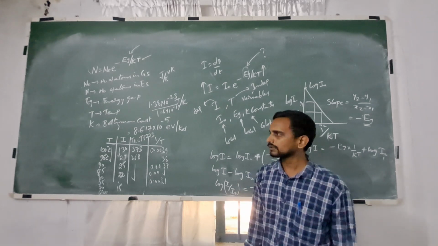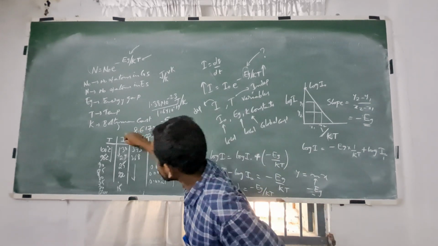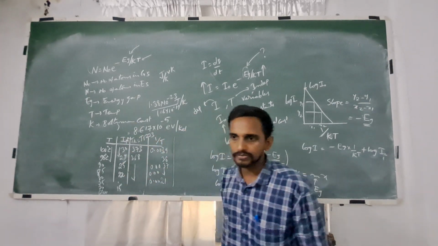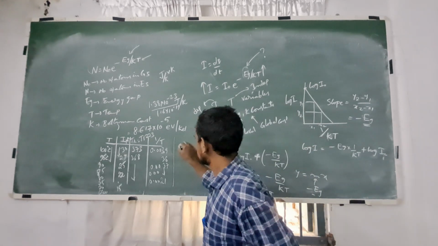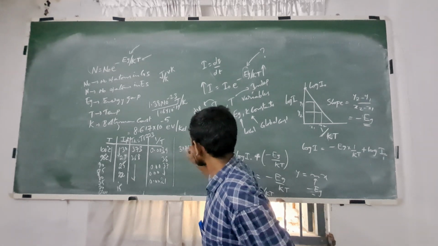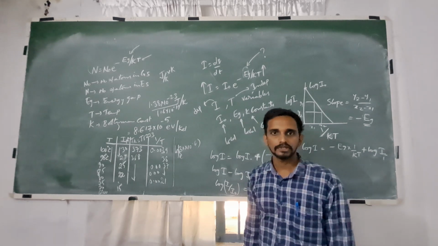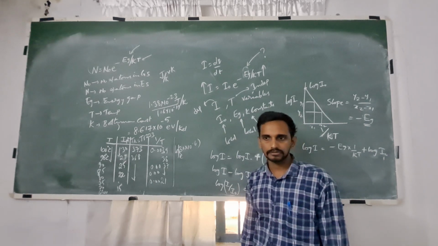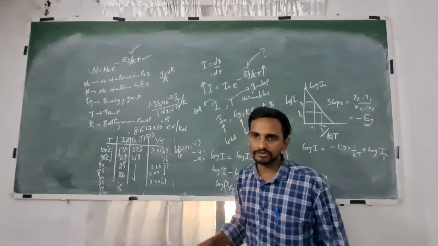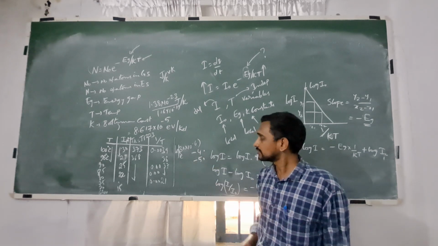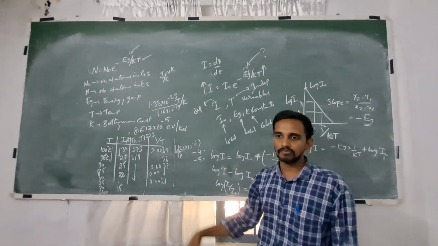Then take the logarithm of I. I is in what? Microamperes, right? So logarithm of some 13 times 10 power minus 6, base e. We'll get a negative number here. Some minus 4 or minus 5 kind of negative numbers we get here. So log I is a negative number, and 1 by T is a positive number.